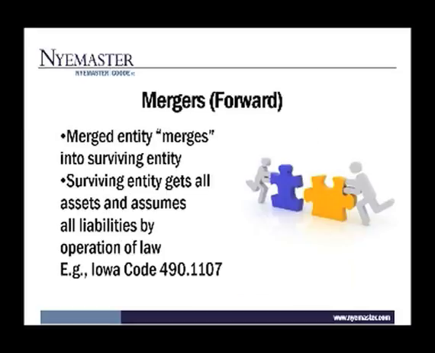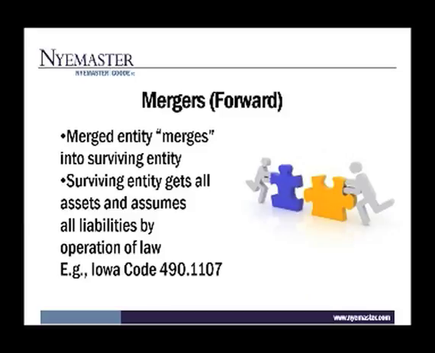And then you have some mergers. The usual forward direct merger is where the merged entity, the target company, merges into the buyer, the surviving entity. By statute, the surviving entity gets all assets and assumes all the liabilities by operation of law. Iowa Code 490.1107 in the Iowa Business Corporation Act is one of the statutory provisions that sets forth what the effect of the merger is. Every one of our entity statutes has a different provision on this.